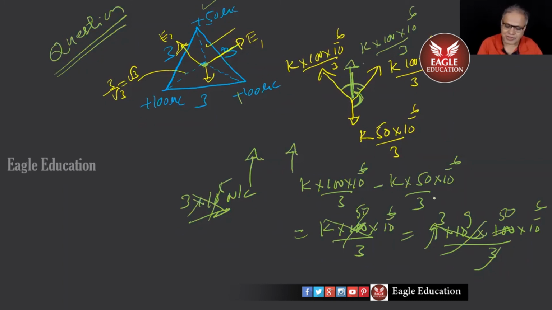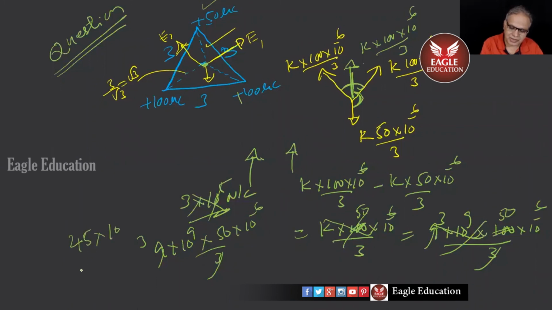Do the calculation, right? It will be coming like this. So that will be how much? 9 into 10 to the power 9 into 50 into 10 to the power minus 6 by 3. So what will this be? 45 into 10 to the power minus 4. Newton per Coulomb.